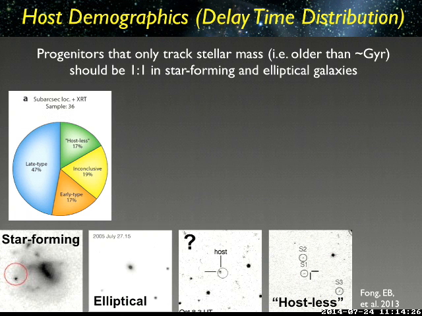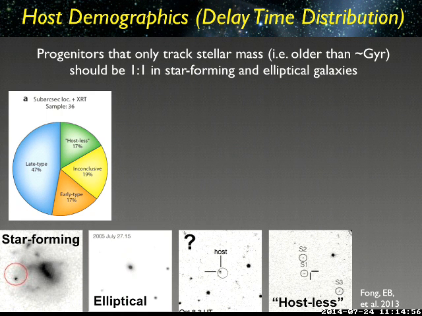Now, there's an interesting test that we can carry out that tells us something about the age distribution, which is the following. If the progenitors are generally older than a gigayear, which means that the rate only tracks stellar mass, so the more stars I have, the more progenitors I'll have, then we would expect that half of short GRBs would be in star-forming galaxies and half of them would be in elliptical galaxies, because that's the distribution of stellar mass in the universe.